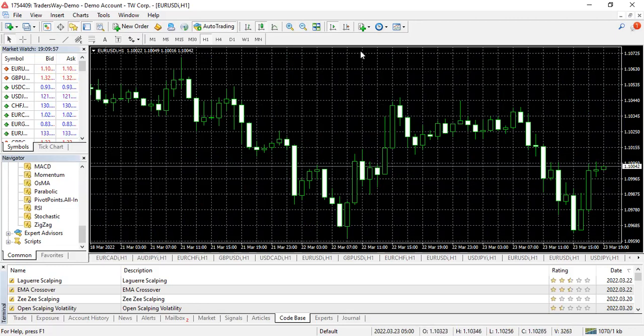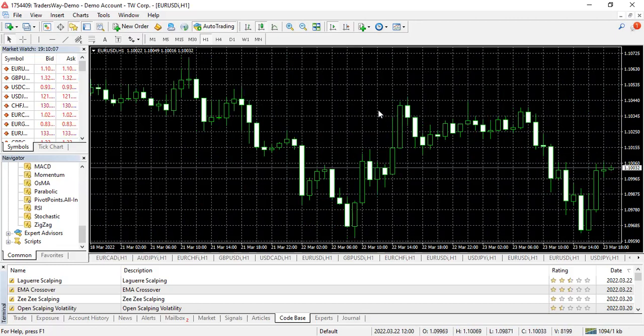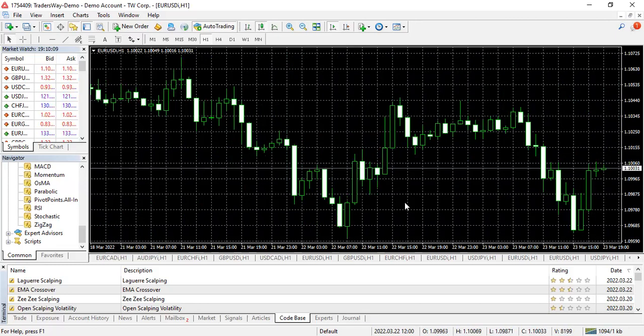At the end of this training, you should be able to understand how candlesticks work and how we can use candlestick for confirmation in our trade. So the first candlestick, let me show you a page.